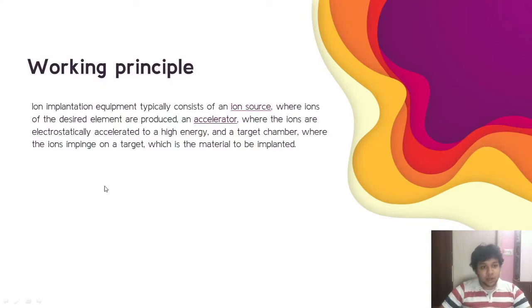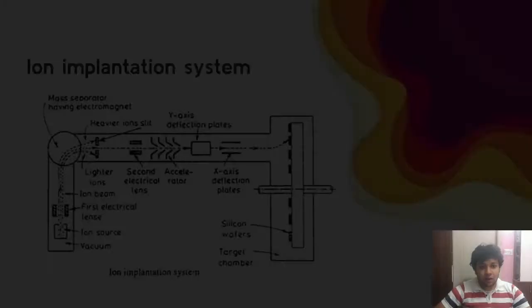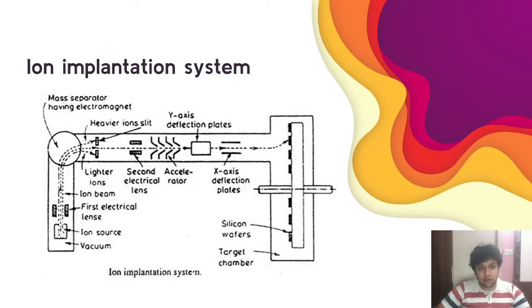Working principle. The ion implantation equipment typically consists of an ion source where the ions of the desired elements are produced, an accelerator where the ions are electrostatically accelerated to high energy, and a target chamber where the ions impinge on a target, which is the material to be implanted. This is the image of the ion implantation system, and I'll explain each and every component of the system and how it is used.